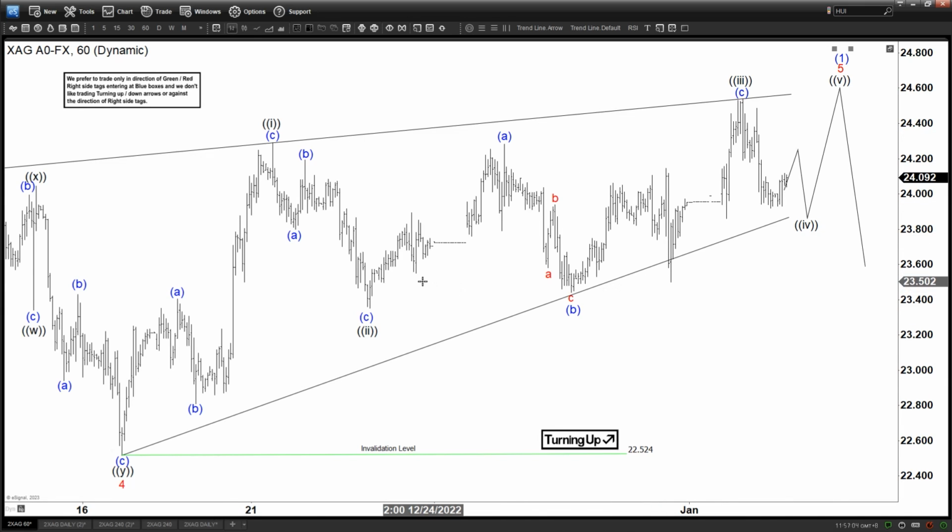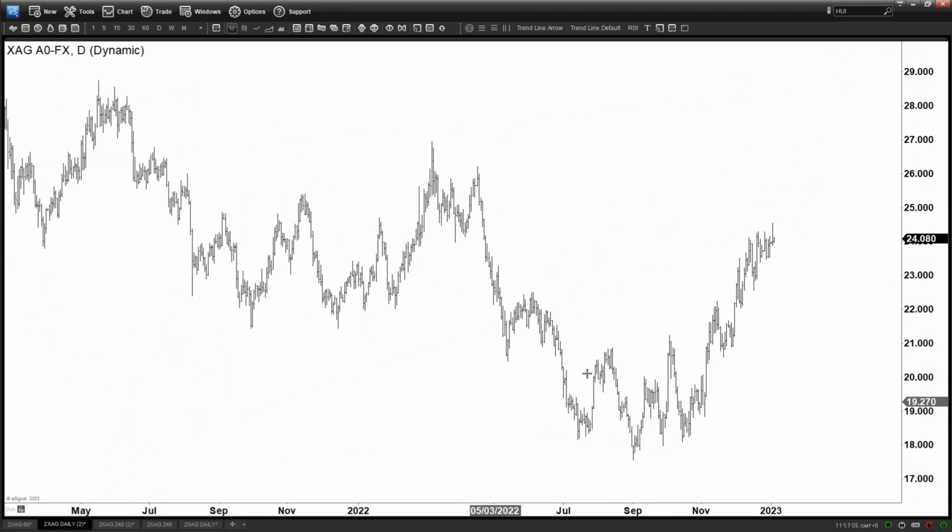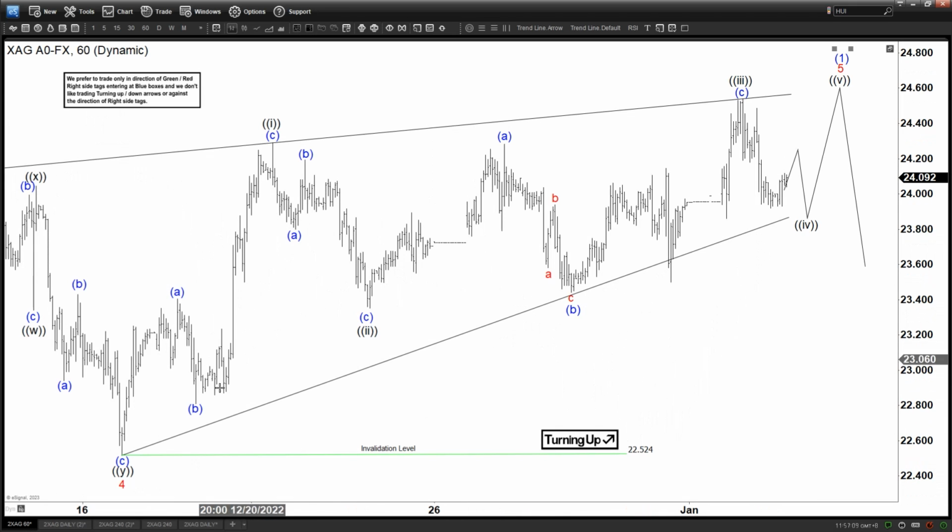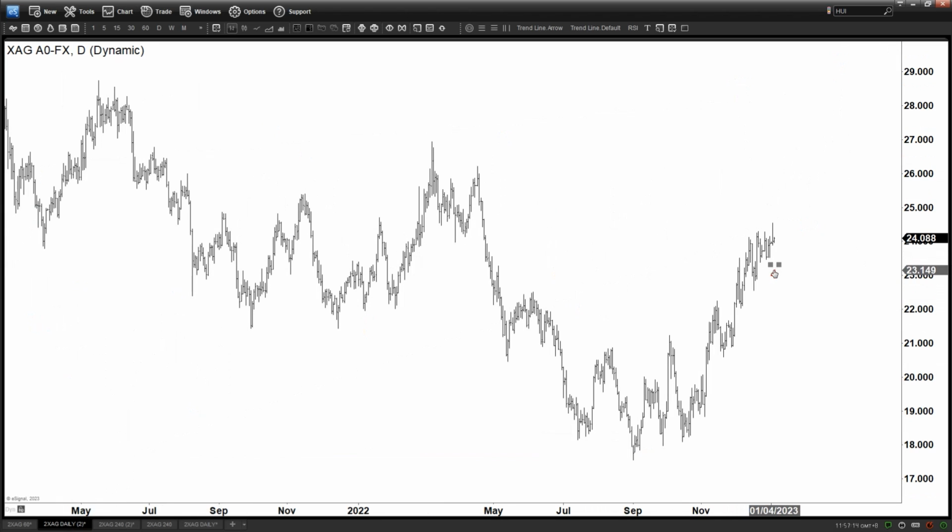Okay, now let's zoom out and look at the daily time frame. Now this 4 in the minor degree here is right here, and you can see since we bottomed in September last year, the rally does look impulsive, but it's kind of losing momentum right now, and that's why we like the diagonal shape. And once that is complete, we should be getting again a larger pullback to correct this entire move up starting from September, right?